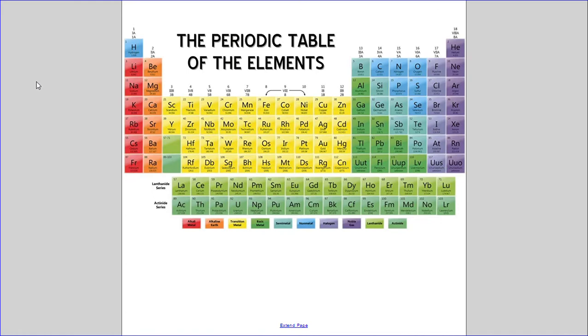Hey everyone, welcome back to our next section running through our chemistry unit. In this section, we're going to be focusing on the periodic table and some of the trends along the way that make the elements show up where they are on the table.